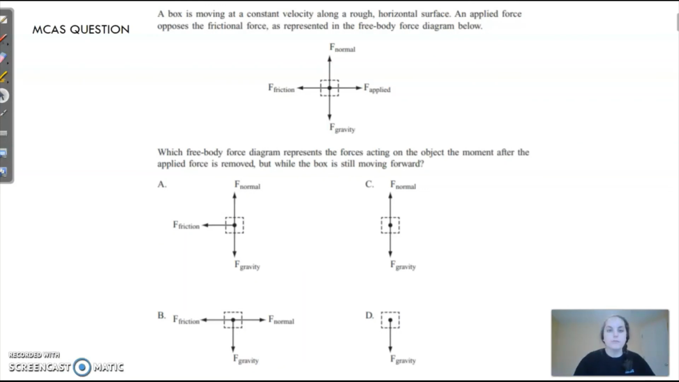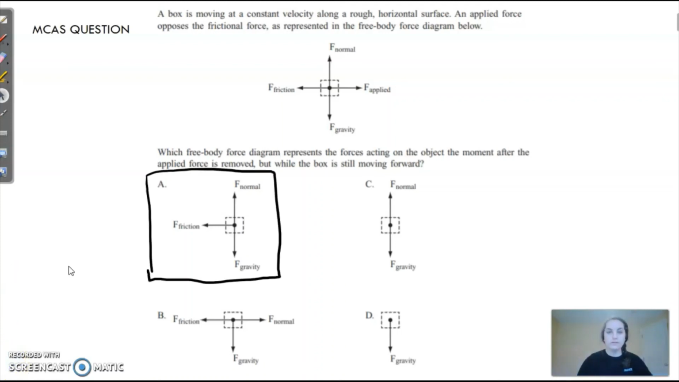A box is moving at a constant velocity along a rough horizontal surface. An applied force opposes the frictional force as represented in the free body force diagram below. Okay, so we have that force applied, we have that frictional force opposing, we have the force of gravity and the normal force acting up. So which free body force diagram represents the forces acting on the object the moment after the applied force is removed, but while the box is still moving forward? So go ahead, take your best guess, and we'll go over it.